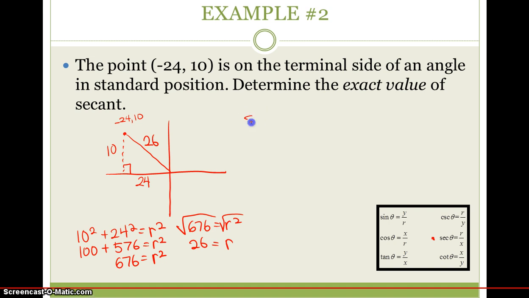So now what we want to do is find the exact value of the secant. Okay, so we have the secant of theta is equal to r over x. R we found was 26, so 26 is equal to r. And our x value, remember it's negative, it's going to be -24. So the secant of theta is equal to 26 over -24. We can go ahead and reduce that also. So the secant of theta is going to be equal to -13 over 12.